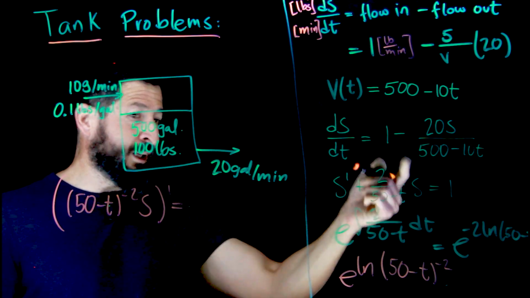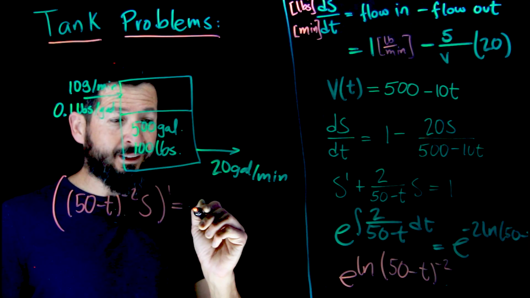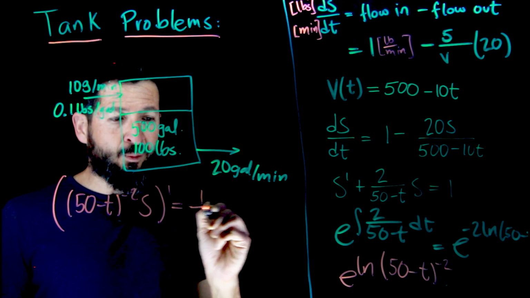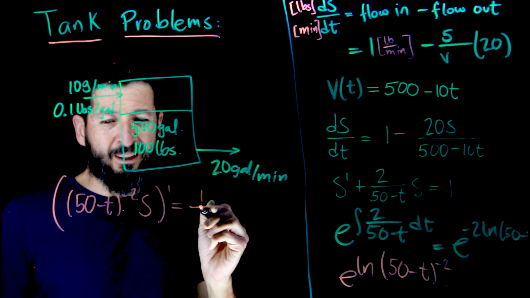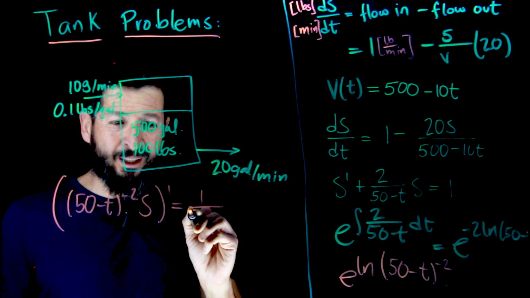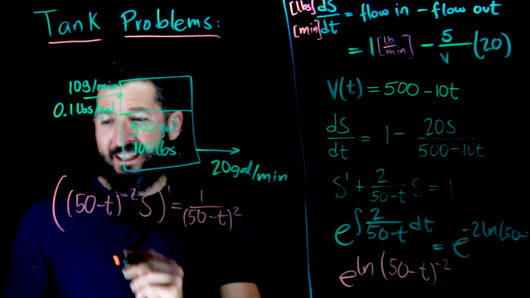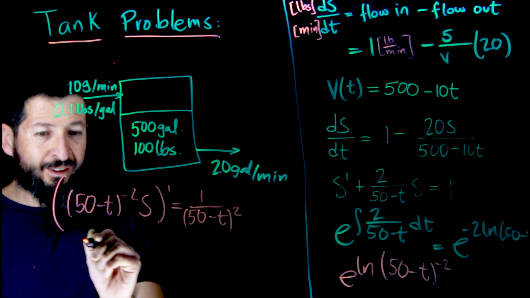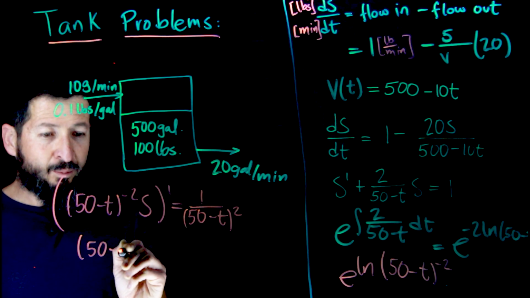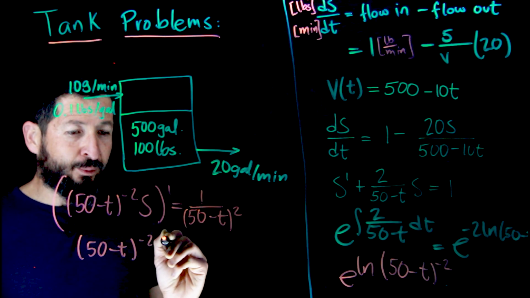That is going to be equal to, and I multiply times this quantity, which I'm going to write as 1 over 50 minus t squared. I can't integrate it like that, I'm fighting with myself at this point. So I can integrate both sides of the equation to get 50 minus t to the negative 2 times S.